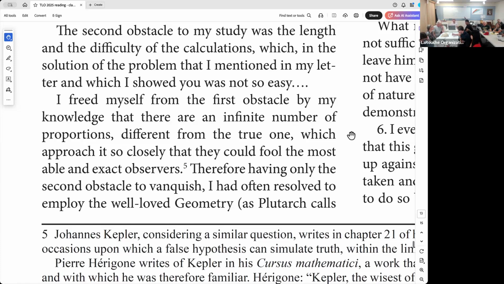Okay, go ahead, please. The second obstacle to my study was the length and the difficulty of the calculations, which in the solution of the problem that I mentioned in my letter and which I showed you was not so easy. I freed myself from the first obstacle by my knowledge that there are an infinite number of proportions different from the true one, which approach it so closely that they could fool the most able and exact observers.